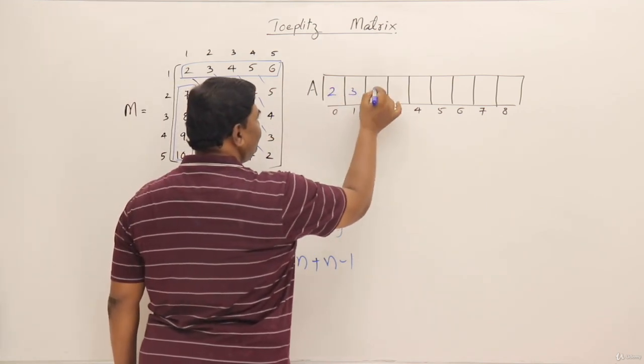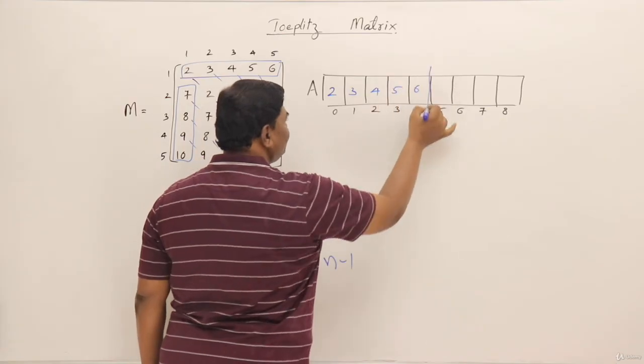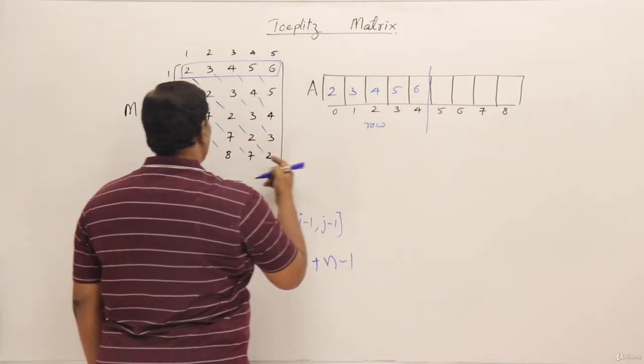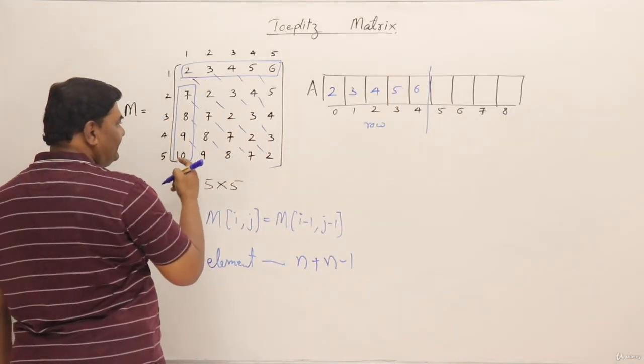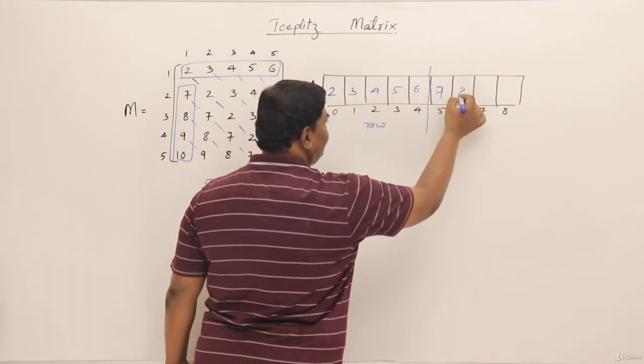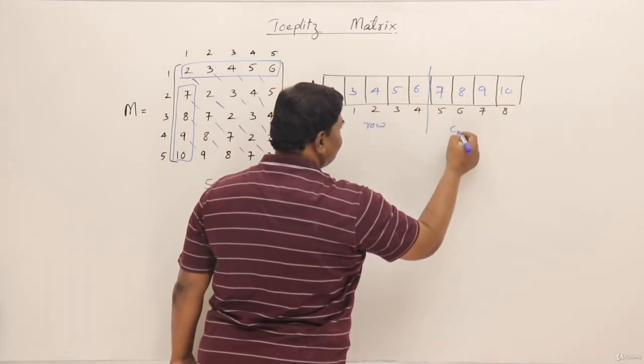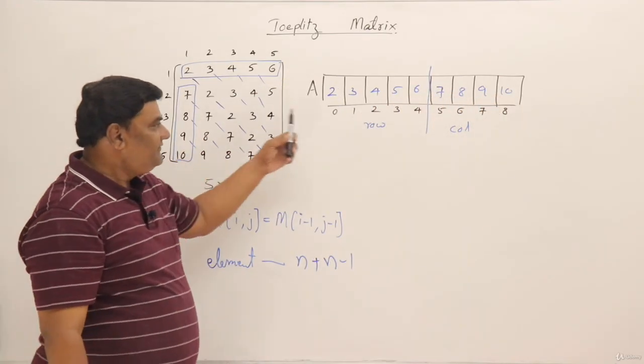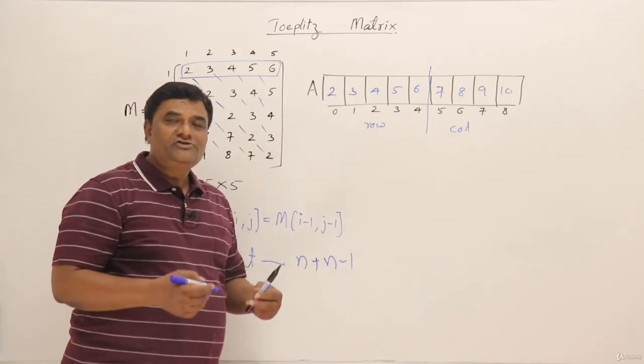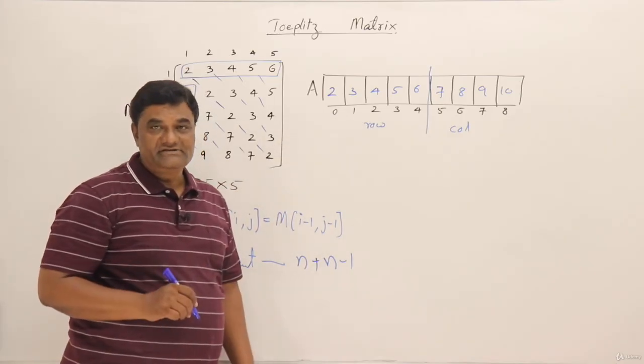So 2, 3, 4, 5, 6. This is the row. And the first column has elements 7, 8, 9, 10. So these are 7, 8, 9, 10. And this is the column. So the mapping of these elements I have done. Now what should be the formula for retrieving the elements?